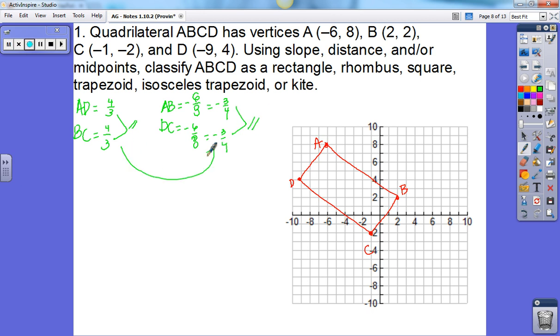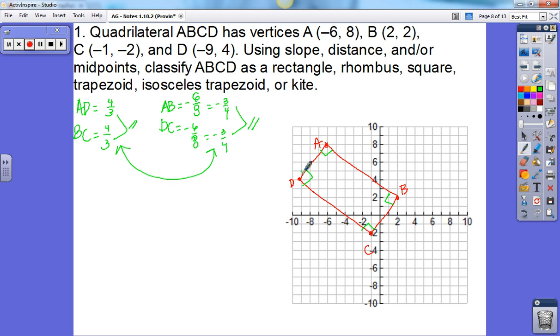Notice though that the consecutive sides, these two right here and these two over here, have opposite reciprocal slopes. So that means that this is either a rectangle or a square because we've got right angles since these are perpendicular. So let's check real quick and look at the consecutive sides, and if they're the same, then it's going to be a square because that means all of them are the same, and if they're not, then it's just going to be a rectangle.